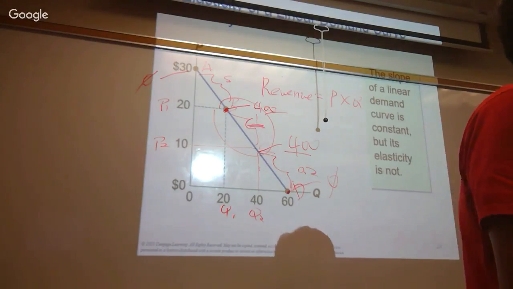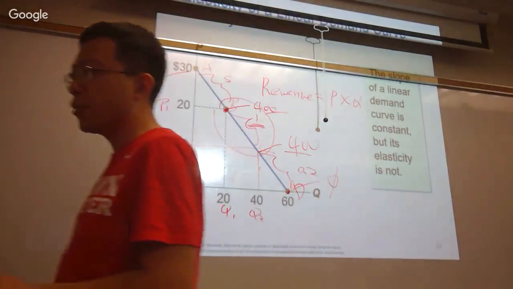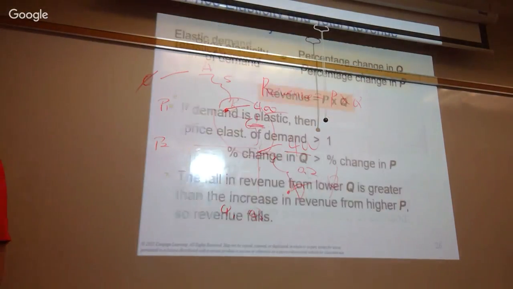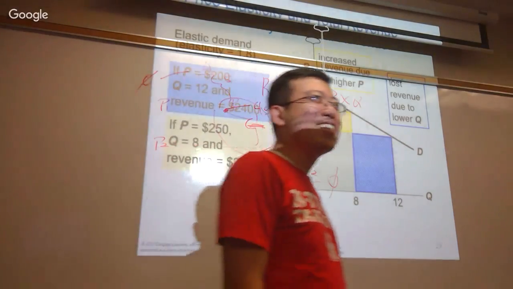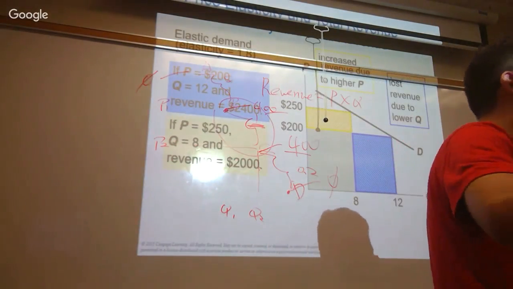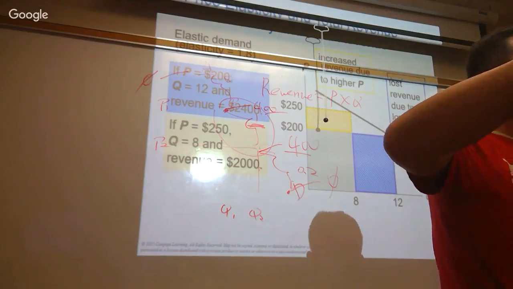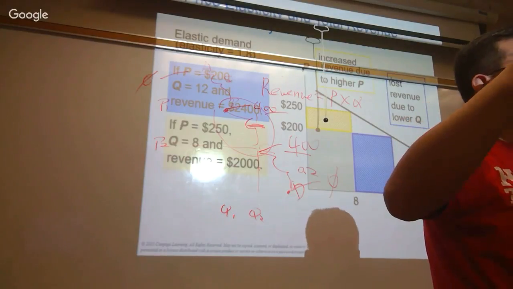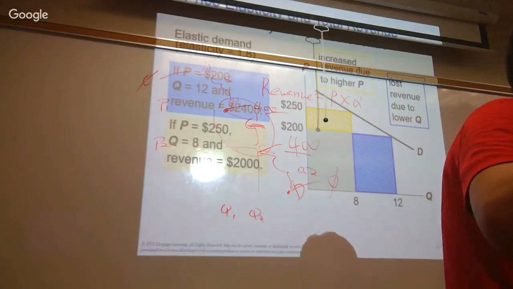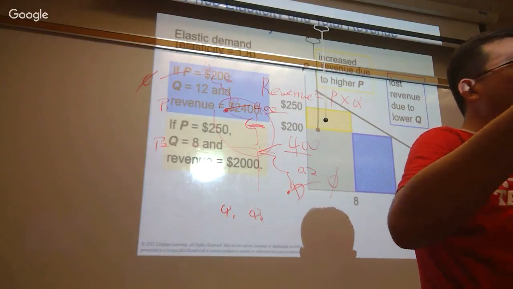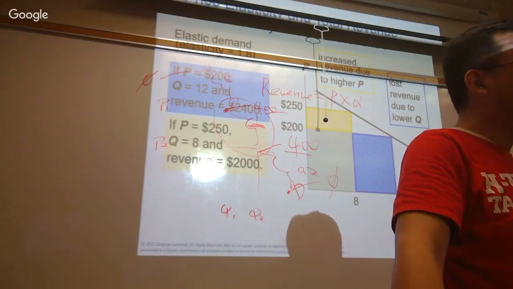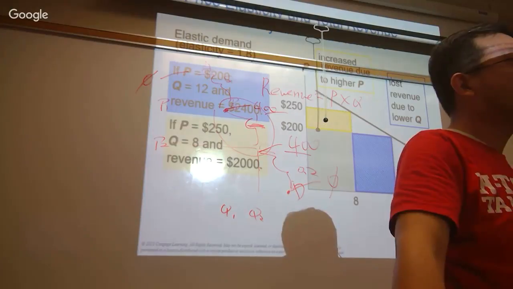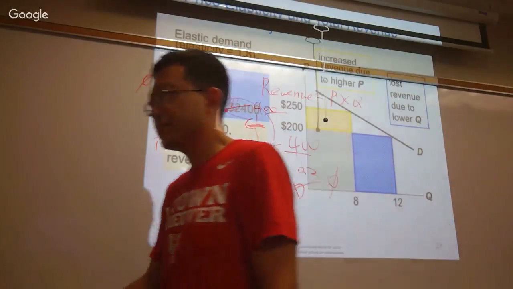Make sense? They will come in handy on your quiz and on your test. So when demand is elastic, we should lower price to increase total revenue. When demand is inelastic, we should increase price to increase total revenue. When demand is unit elastic, your total revenue is maximized.